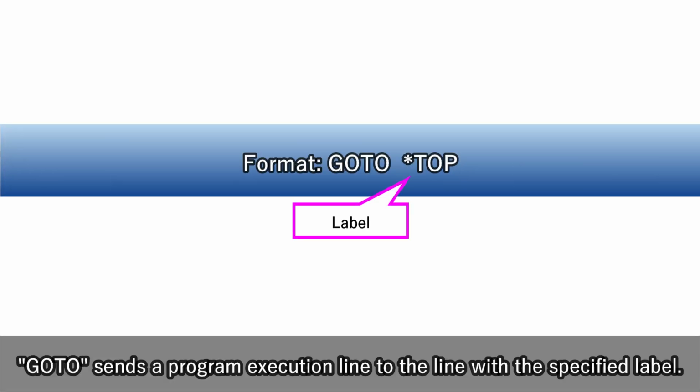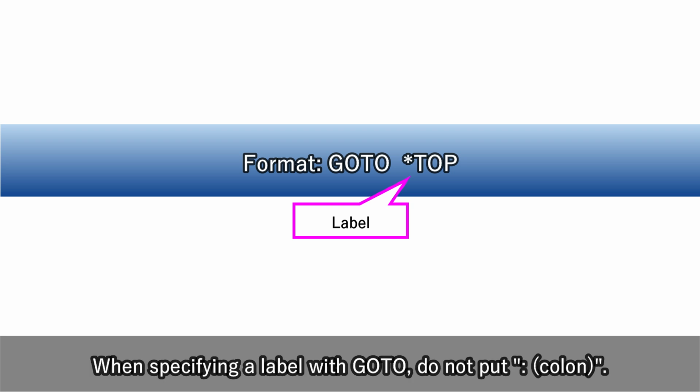GOTO sends a program execution line to the line with the specified label. When specifying a label with GOTO, do not put colon.